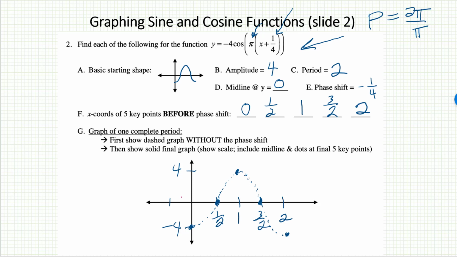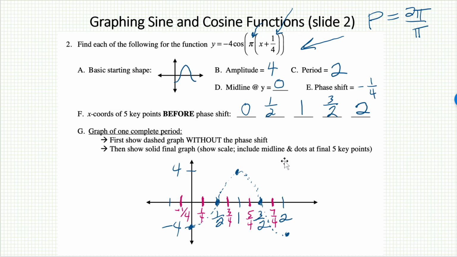My first x value used to be at 0. Now it's going to be here at -1/4. My 1/2, if I subtract a fourth from that, I'm going to be at +1/4. If I subtract a quarter from 1, I'll be at 3/4. Here I would be at 1 1/4 or 5/4. And here I would be at 7/4. My new tick marks essentially count by 1/4. 1/4, 2/4, which is 1/2, 3/4, 4/4, which is 1, 5/4, 6/4, 7/4, 8/4, which reduces to 2.